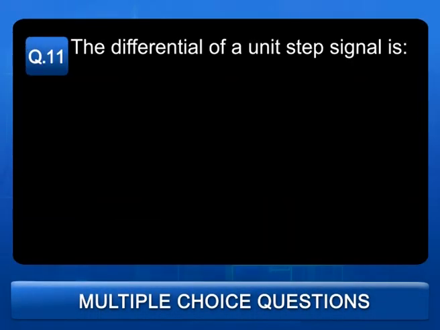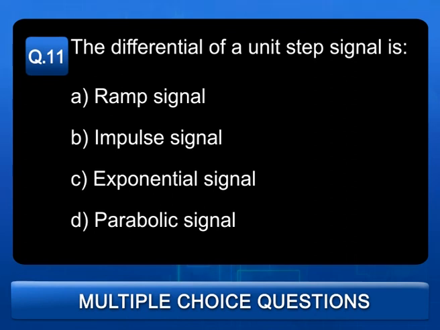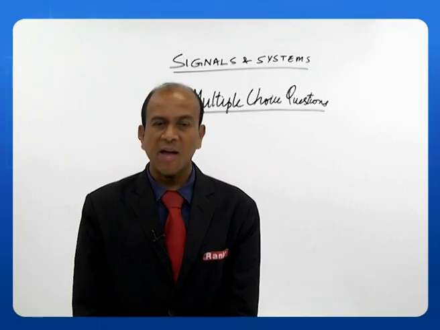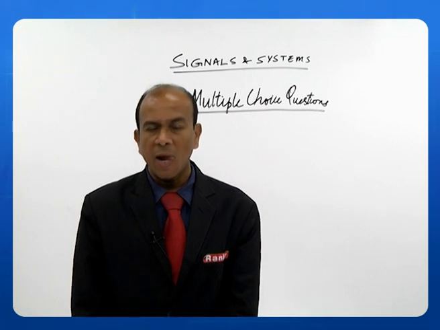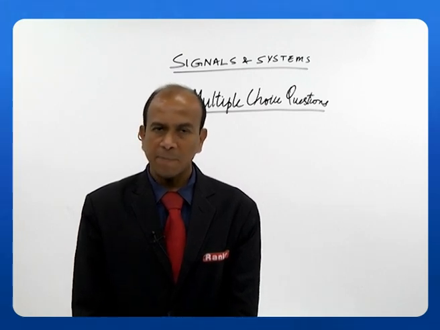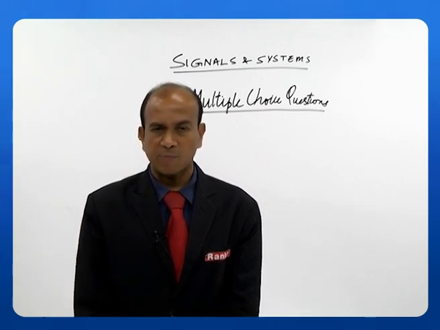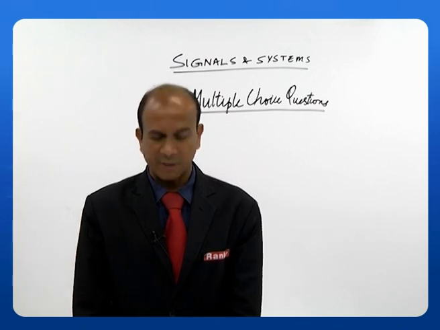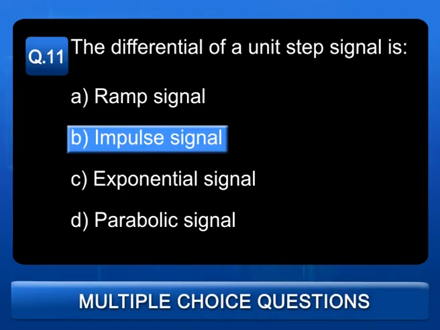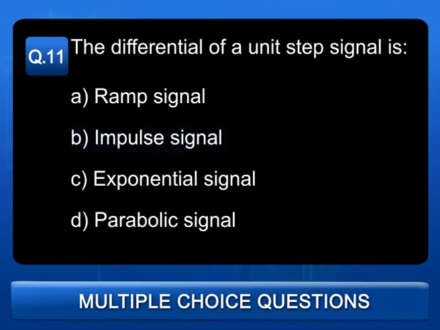11th question. The differential of a unit step signal is: A, ramp signal; B, impulse signal; C, exponential signal; D, parabolic signal. That means if I differentiate a unit step signal, what will I get? Will I get a ramp? Will I get an impulse? Will I get exponential, or will I get a parabolic signal? And the answer is B, I will get an impulse signal.